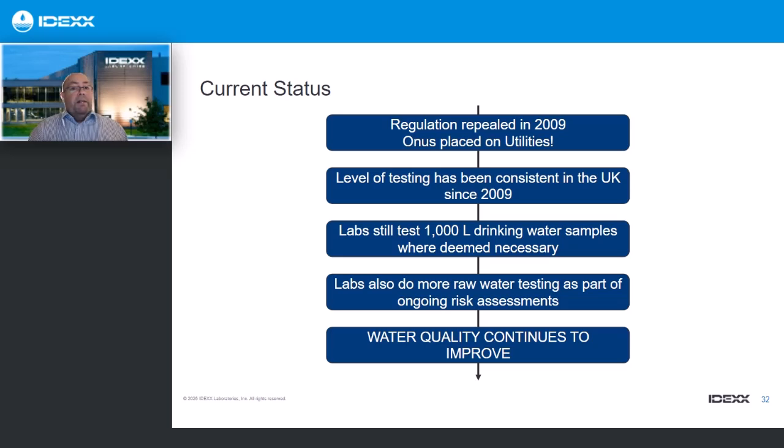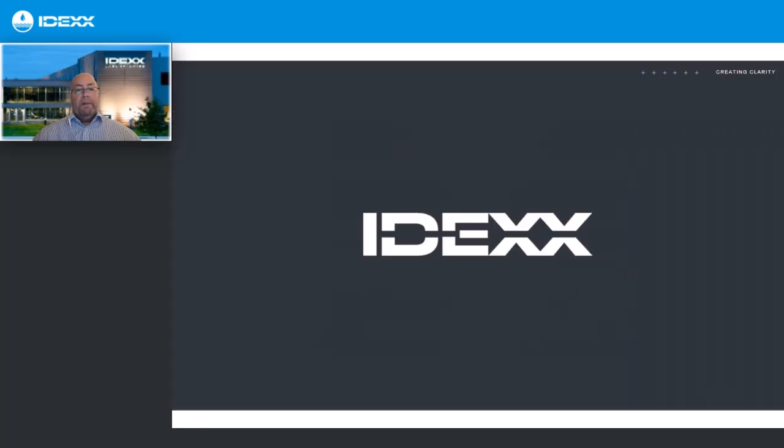Current status, the regulation was repealed and the onus was placed upon utilities to do their risk assessments. However, we expected the number of tests to drop, but the level of testing has been consistent. I think UK utilities see the benefits of it. Labs still test 1,000 litre drinking water samples where it's deemed necessary, so at risk sites, but they do far more raw water testing now to try and understand the water from where it's abstracted. And again, water quality continues to improve year on year.